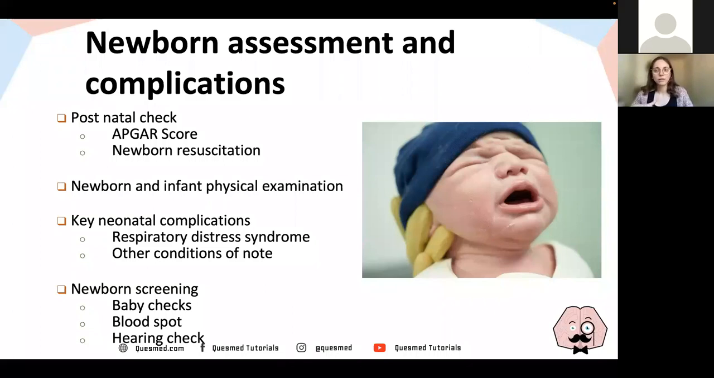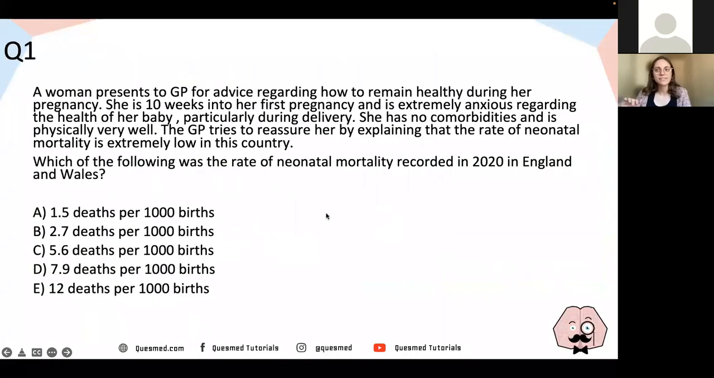Again, I'm not going to go into huge amounts of detail with this because I don't want to sidetrack you, because there's so much to talk about. I'm just trying to keep it relevant. So we'll start with the first question. I'll give you a little bit of time to read and have a think.